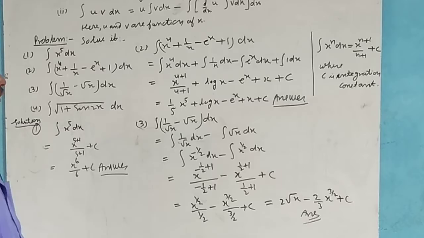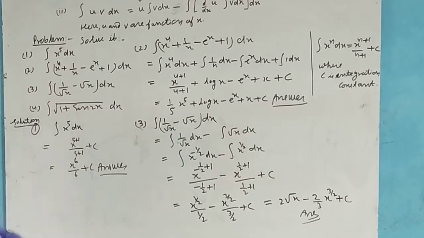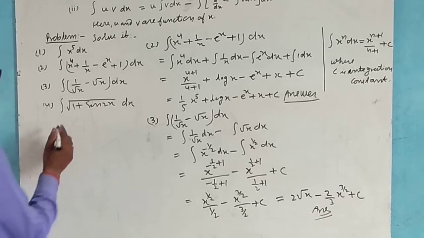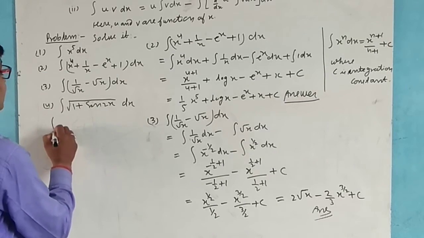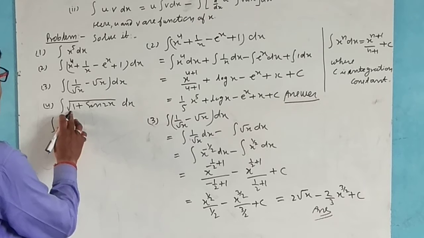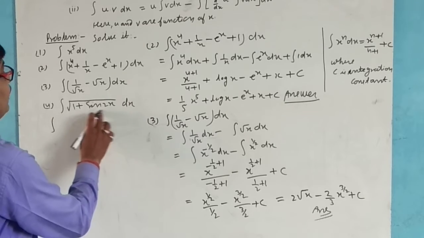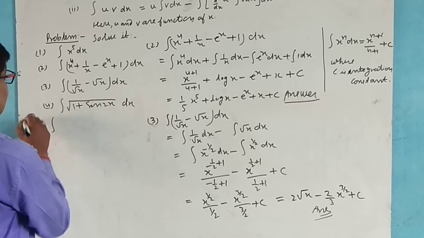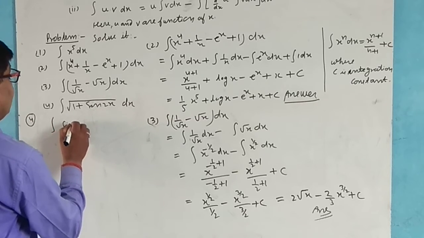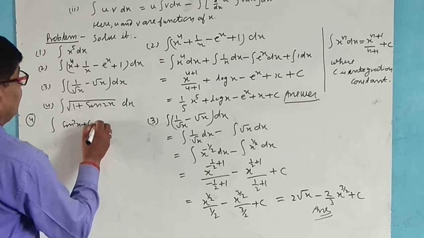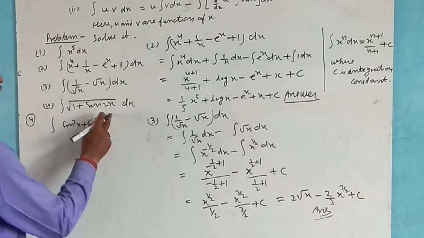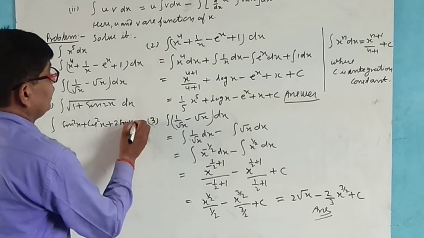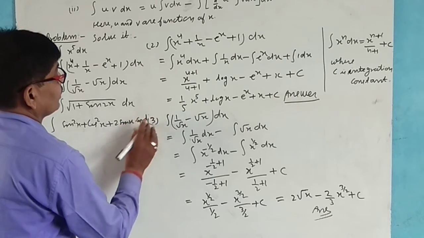Now, next problem, fourth problem: integration of under root 1 plus sin 2x dx. 1 can be written as sin square x plus cos square x, and sin 2x, as you know, is 2 sin x into cos x.